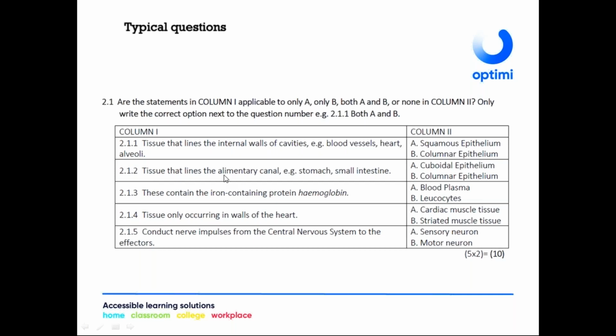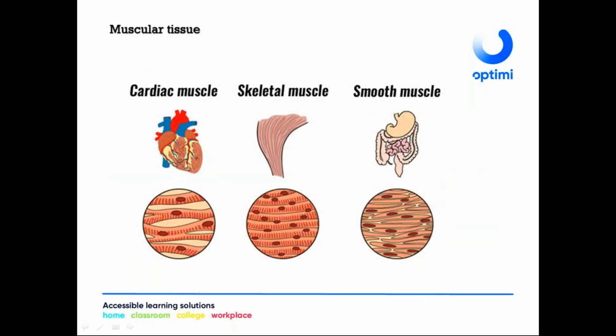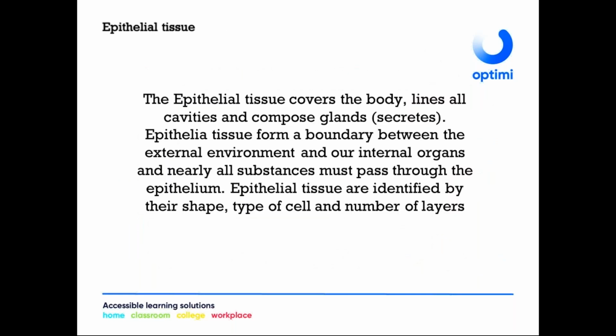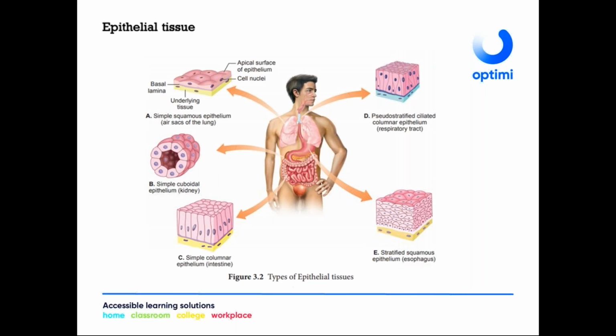2.1.2, tissue that lines the alimentary canal, e.g., the stomach and the small intestines. Is it A, cuboidal epithelium, or B, columnar epithelium, or both of them? And the correct answer is B, the columnar epithelium. If you go back to the slides, you will see that. Epithelium tissue. The simple columnar epithelium lines the intestines. Intestines are found in the alimentary canal. So the correct answer for that is B.